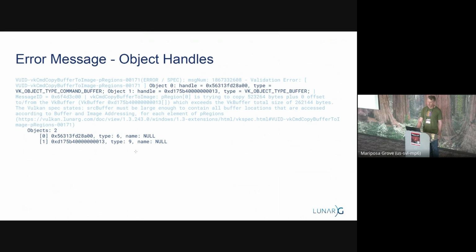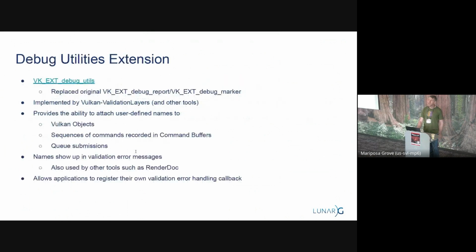And so we have a command buffer and a buffer, and they have the exact value of the handle, but no name. And the names get assigned by application developers using this Debug utilities extension. So it lets you define names for your Vulkan objects, for sequences and command buffers and queue submissions. And it also lets you define your own error callback. So if you want to change how that message gets displayed to you, you can do that.